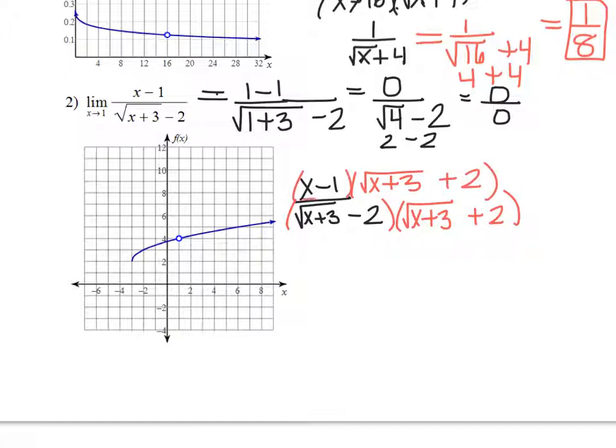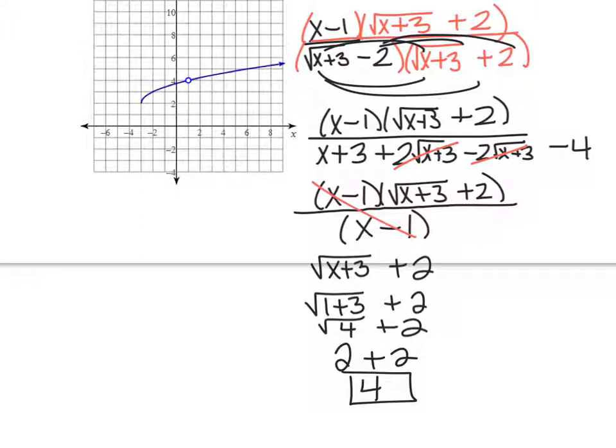So, take a minute and double distribute the denominator only. Only you're going to double distribute this part, right? And then you're going to leave the numerator alone, and then hit resume when you're ready to see the answer. Okay, this is what I got.